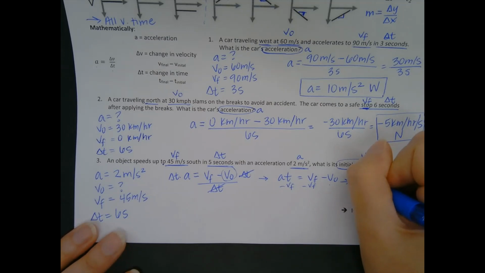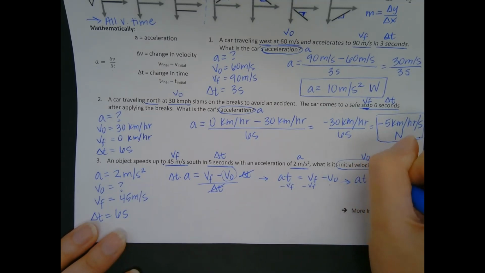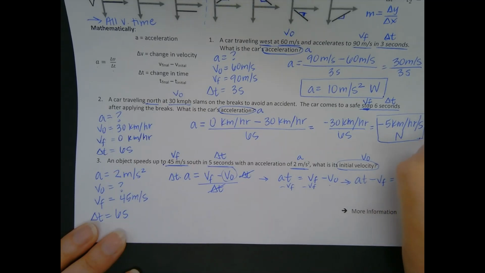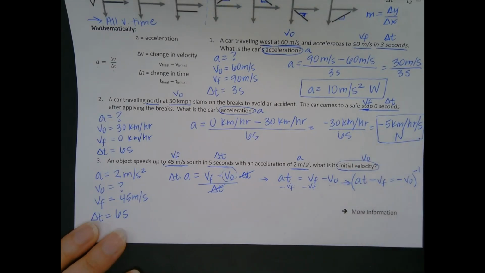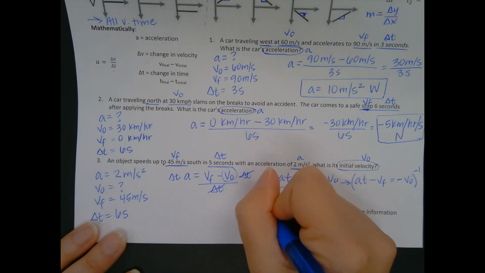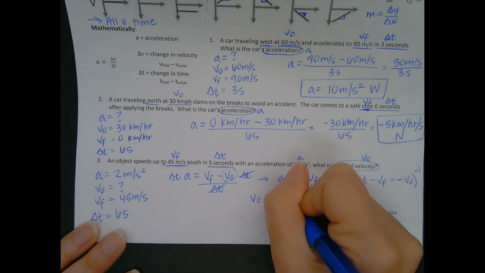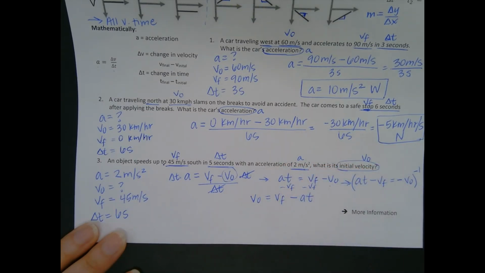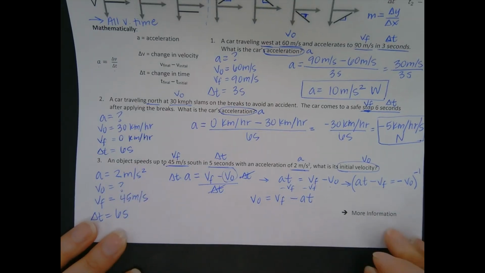And I'm going to have my acceleration times time minus my final velocity equals negative of my initial velocity. Okay, so this negative here is something we can get rid of by multiplying by -1 for the whole thing, just like we would in a math class. So I'm going to multiply by -1, and that's going to flip this side and give me a positive V0 here. So my initial velocity equals my final velocity minus acceleration times time. And this is the equation I'm going to use to plug my numbers in to solve for V0.